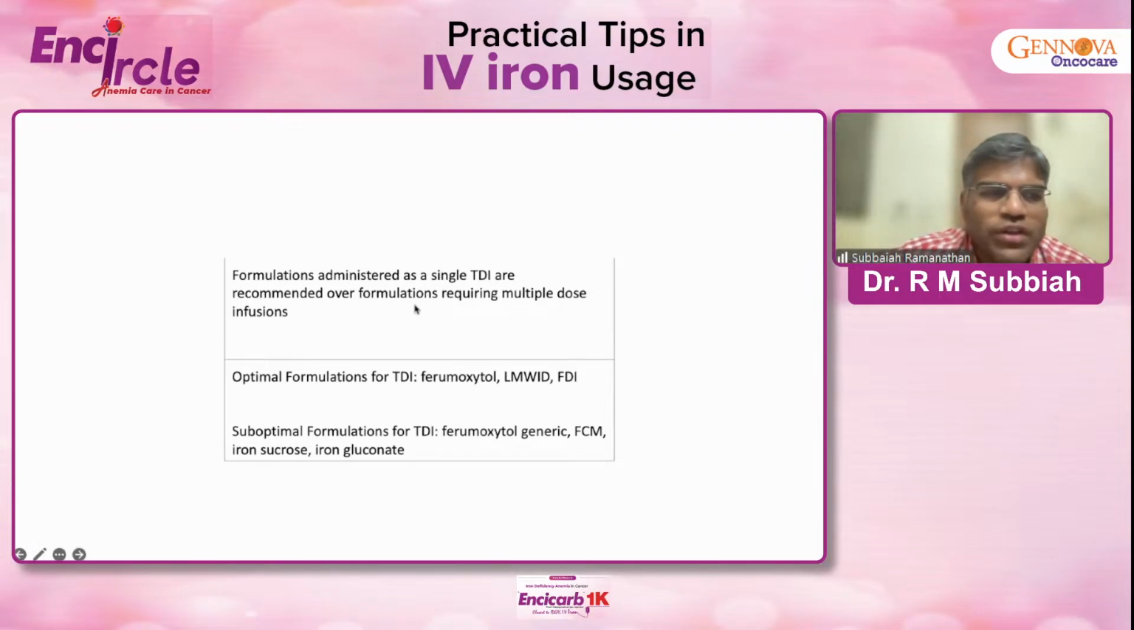Some formulations can be given as a single total dose iron, TDI. Others have to be given over multiple doses, like iron sucrose, whereas carboxymaltose or isomaltoside can be given as the total dose of iron in a single dose. They say the optimal formulations for iron replacement would be ferumoxytol, low molecular weight iron dextran, or isomaltoside. Suboptimal are generic ferumoxytol, FCM, iron sucrose, and iron gluconate.